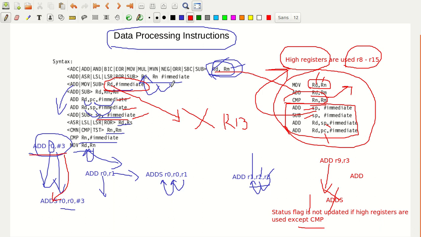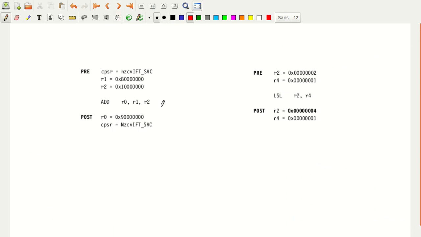So let me go to the next slide. Here is just an example that has been taken. It is more or less similar. So ADD R0, R1, R2. Here R1 I have taken as 8, that is 1 followed by 7 zeros. So R1 is added with R2. The destination register is R0, so the resultant is stored in R0. So 8 plus 1 is 9. That is what R0 you will have here.